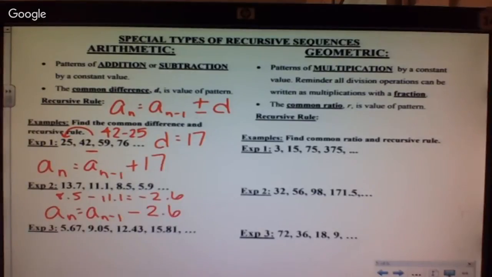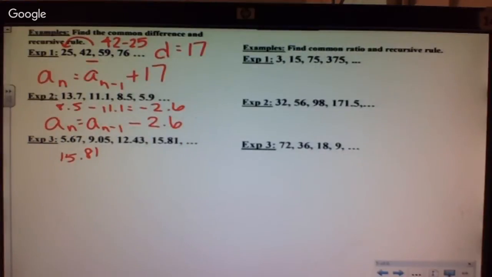Finally, the last one. Again, I can take 15.81. Actually, let me extend this for a minute so you can see. 15.81, and I can subtract off 12.43. And you get 3.38.